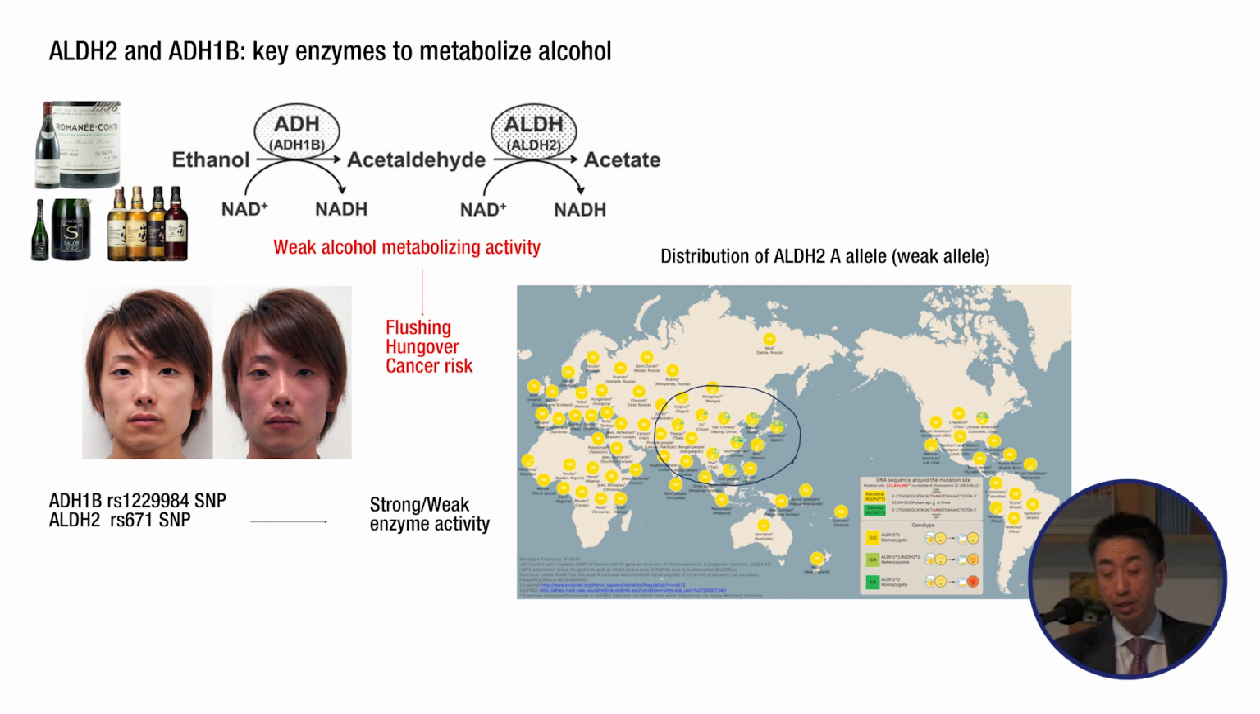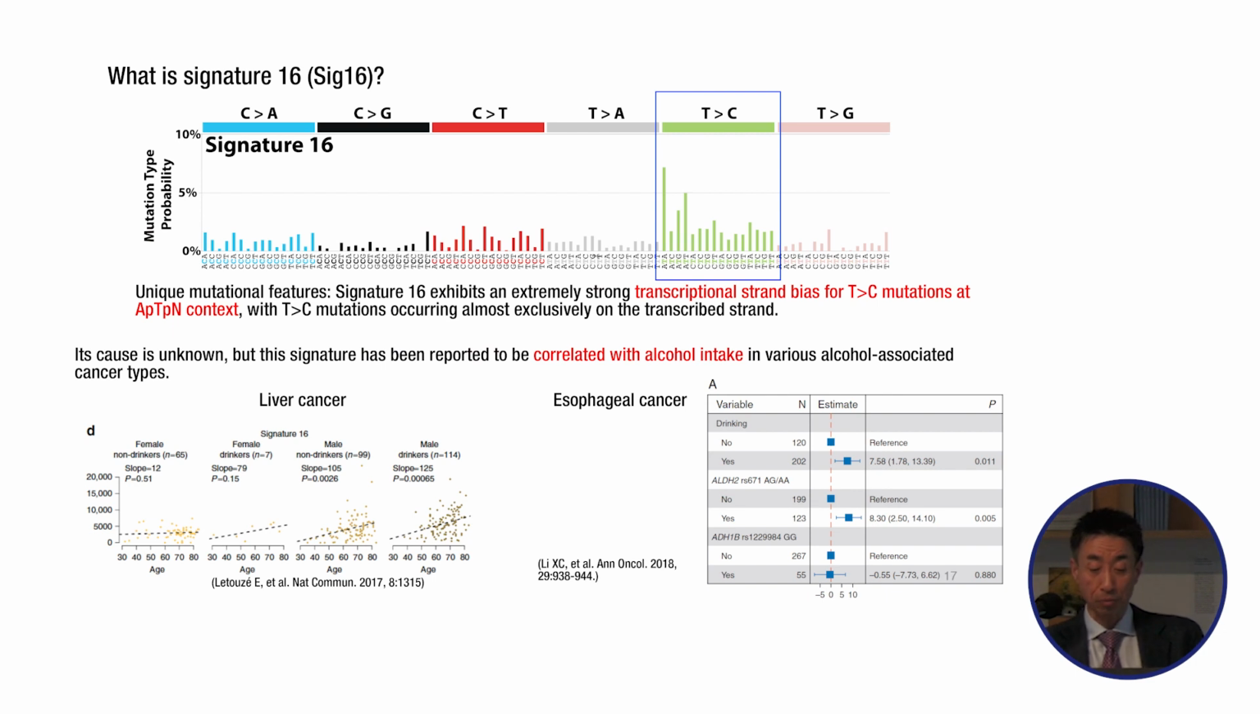As you see, this green one is a weak allele of this enzyme. Interestingly, in Japan, China, and East Asian populations, this weak allele is more frequent. That's why it causes flushing, the so-called Asian flushing. And also this signature 16 is associated with this.